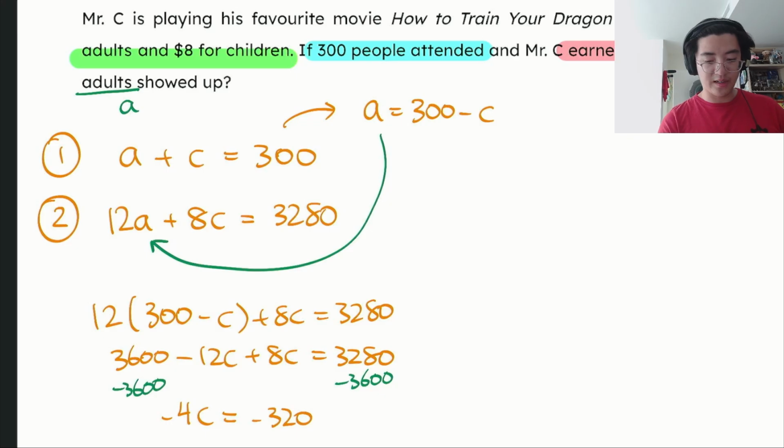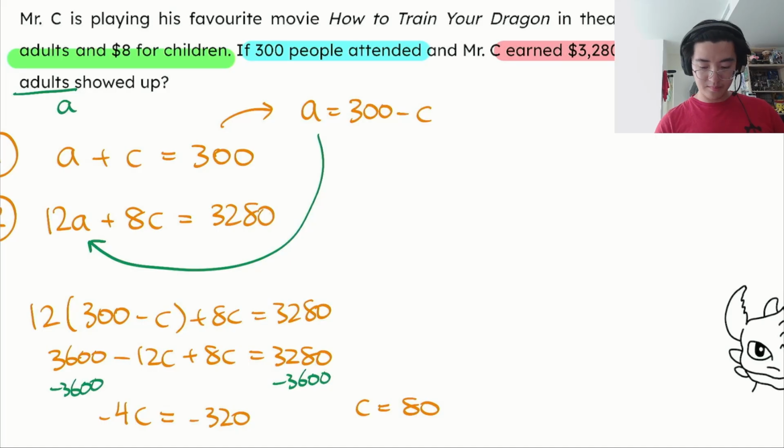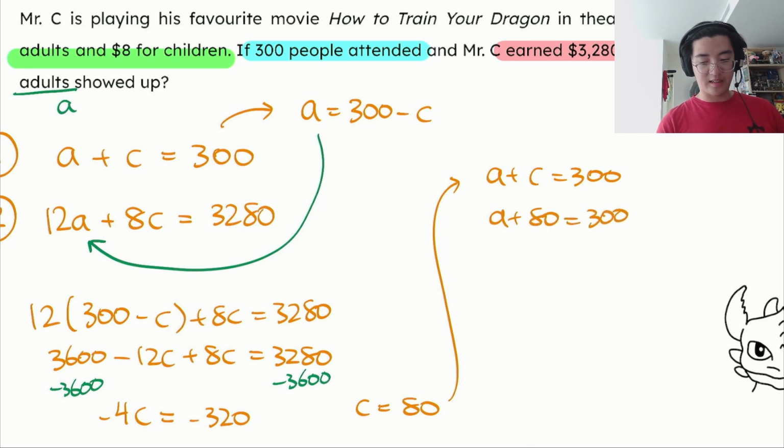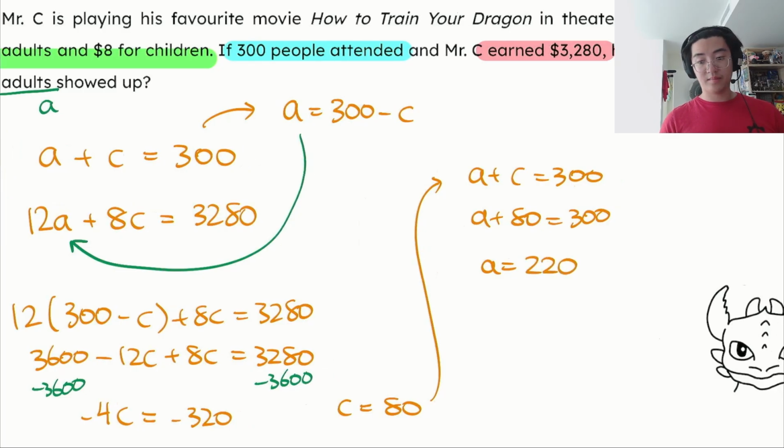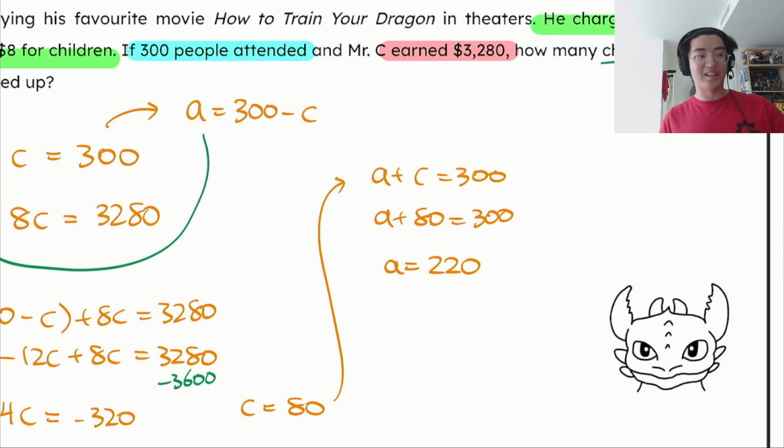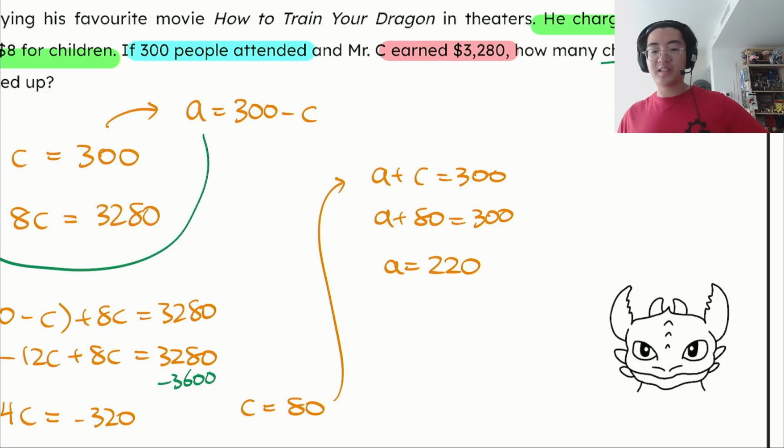Of course, you just divide both sides by negative 4. So C is now 80. So 80 children showed up. Of course, we plug it back into one of the equations. I'm going to pick the top one. Subtract both sides by 80. Adults is 220. Okay, and then we're done. Or actually, not done yet. Because we know A is 220, C is 80.